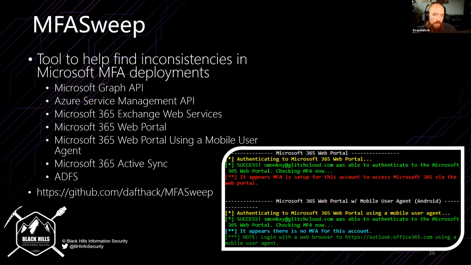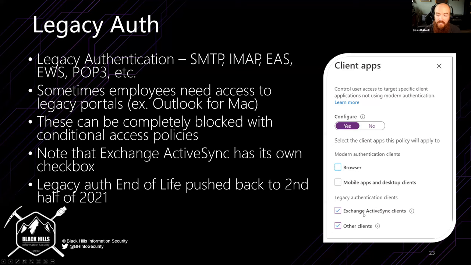And then it tries to authenticate to Exchange Web Services to cover that legacy auth box. It tries to hit the web portal directly, and then the web portal as a mobile user to cover that checkbox. And then ActiveSync as well, because ActiveSync, as you can see in the conditional access policy check here, is actually its own checkbox whenever you create a conditional access policy. So check that as well.